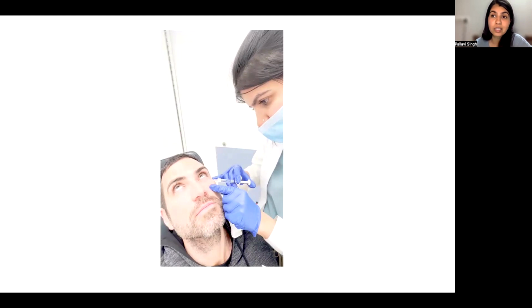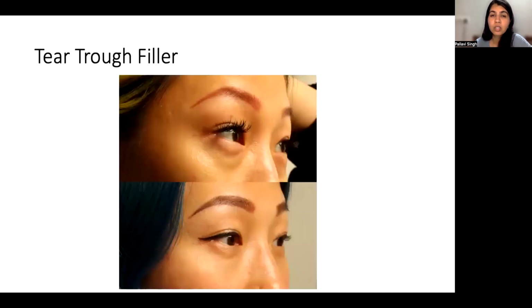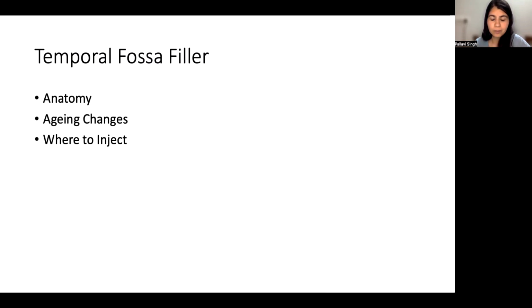Filler does tend to get a little lumpy in this area, so it's important to be cognizant of that. Tear trough filler, the good thing is it lasts for a long time. This was a patient I did, and the below photo is a 1.5 year follow-up, and you can see that she's doing really well. I don't think she's going to need another layer for a year. So it lasts for anywhere between 1.5 to 2.5 years, and you just need small amounts in the right places to make a good difference.